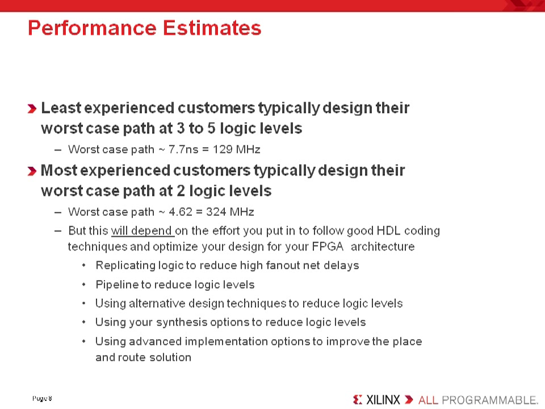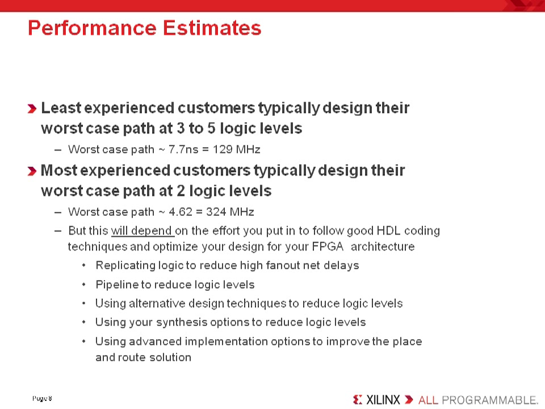But in this case, we're talking here, you get to 5 logic levels, we'd be running at over 7 nanoseconds and almost 129 megahertz in the worst case operation. That's actually rather untypical. I would say that a lot of the newest customers now would be probably at 3 or 4 logic levels. Now, most experienced customers will typically design their worst case path at 2 logic levels, and that should mean that an average customer, particularly one who has experience, should be able to get over 300 megahertz.